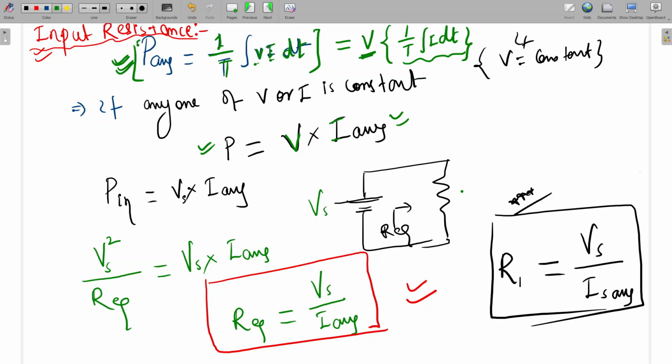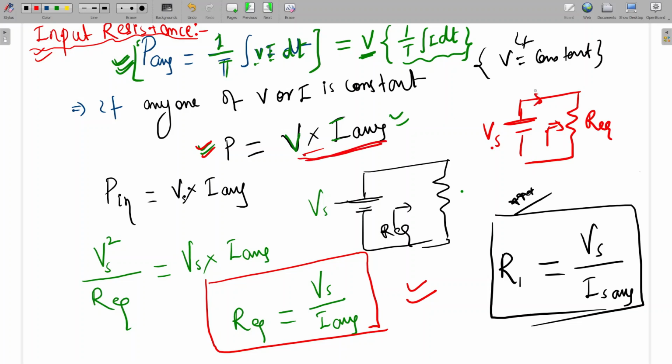Okay, so in the same converter, let's say this is Vs, the source voltage in the converter. We just want to see the equivalent resistance, R equivalent, that it sees. What is the power delivered by the source? The power delivered by the source is the source voltage into the average current, V into I average. The same power for the equivalent resistance we can write as V square by R.